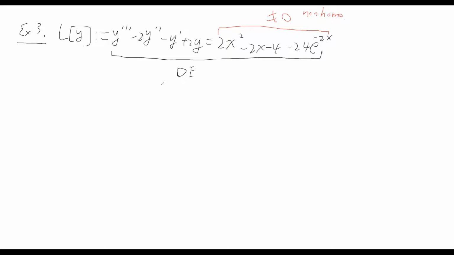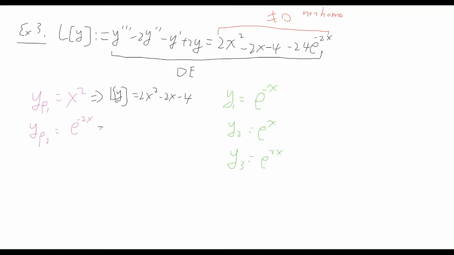So we have to find first the particular solution and then the homogeneous part of the solution to the homogeneous part. Okay, and the question also gives us the solutions, the particular solutions, and the solutions to the homogeneous part, which are these. All right, so x squared and e to the 2x, e to the negative 2x, they are particular solution. And to be a little more specific, the first one, x squared, is the particular solution to the first three terms, 2x squared minus 2x minus 4. And then the second particular solution is for the last term, which is negative 24 e to the 2x.